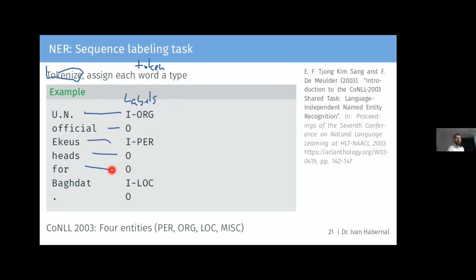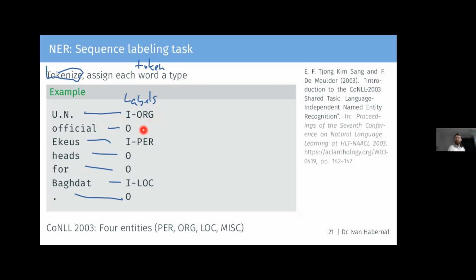And the O label is not zero, it's the letter O. It's BIO tagging, so it means out of entity, so there's nothing. Every word that is not an entity is assigned O, and we're assigning I-ORG, I-PER and I-LOC to the tokens which are an entity. It looks weird, but I'll show you why.